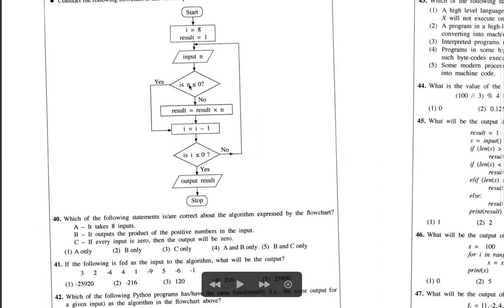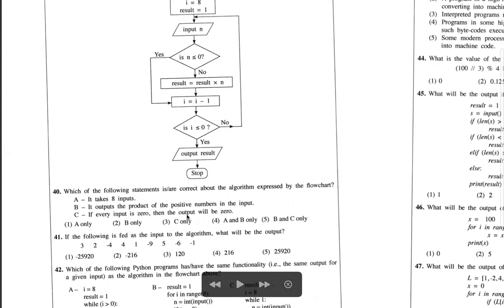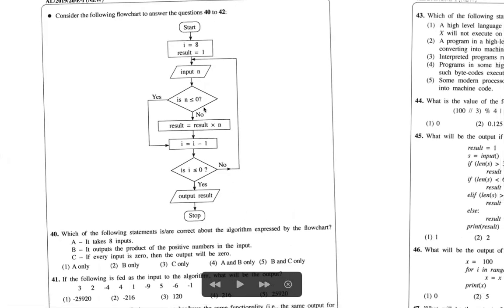Yes, because if n is less than or equal to 0, it's not taking the multiplication, only the positive numbers. If every input is 0, output will be 0. Every input is 0 means like here, all are 0. You can see if all are 0, it's not multiplying the result by n. That means the result remains 1. So it's not 0, it's 1.